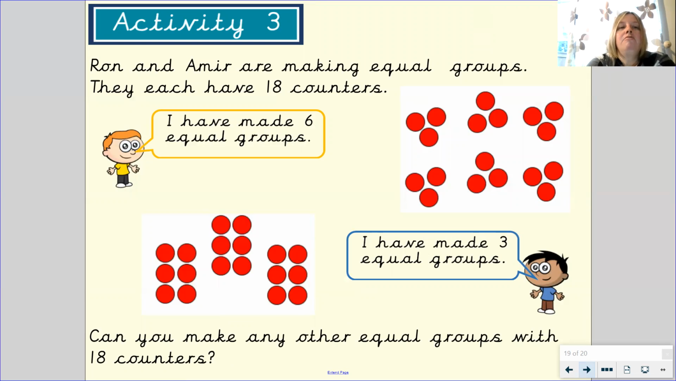Activity 3. Ron and Amir are making equal groups. They each have 18 counters. Ron says, I've made 6 equal groups, and here are Ron's groups. Amir says, I've made 3 equal groups. Can you make any other equal groups with 18 counters? See if you can find lots of different ways to split 18 counters into 3 equal groups, and you can draw them just like Ron and Amir have done.